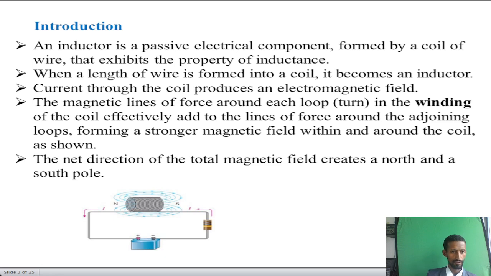The net direction of the total magnetic field creates a north and south pole. As you can see from this figure, it will create a north and south pole like that of a magnet if current is passed through this coil.